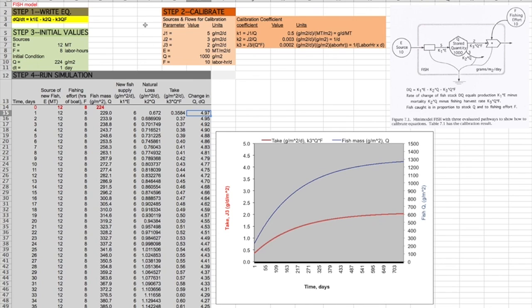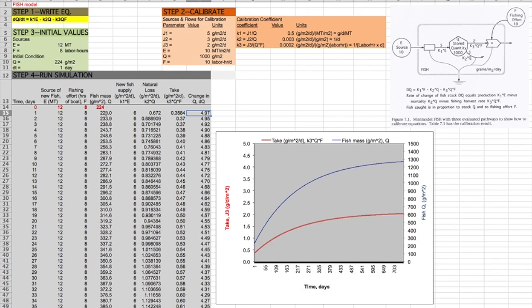Next, DQ is the sum of the inflows and outflows, so it's plus K1E minus K2Q minus K3QF, or we can see by highlighting the formula bar the cells that it's referring to. Also importantly, it's referring to the time step, so the whole change is multiplied times dt, and this is what DQ equals. Therefore, if we change the time step, it will change DQ. A smaller time step means that DQ will be smaller as well.